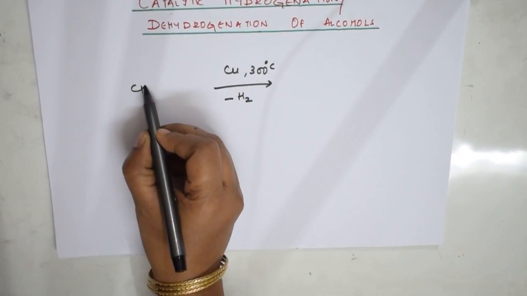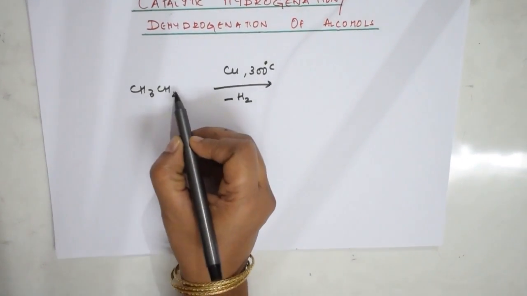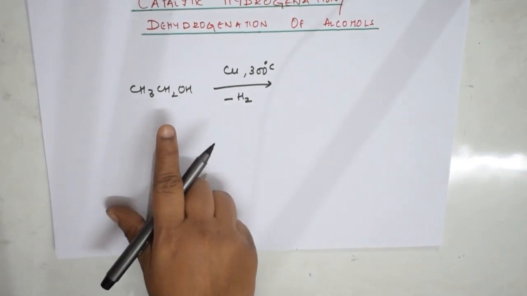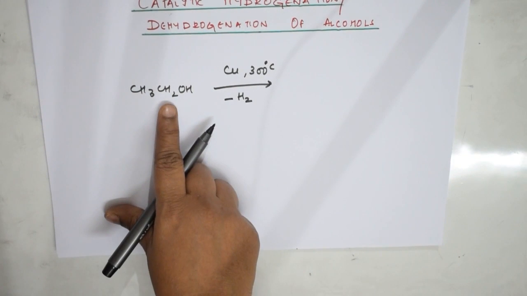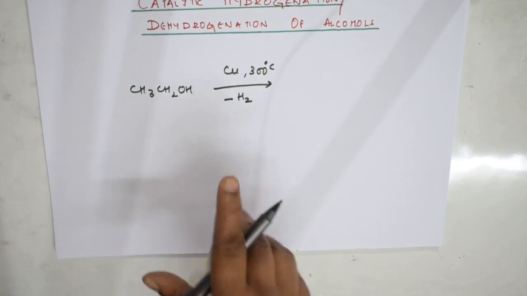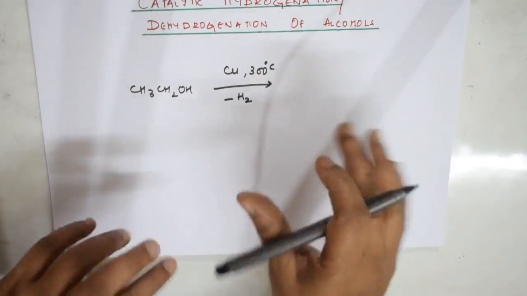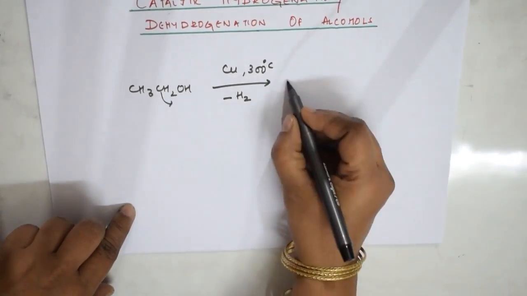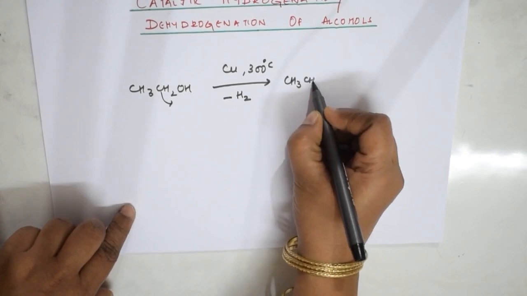Suppose you are taking a primary alcohol like this, CH3CH2OH. Primary alcohols, done. Here what happens? You need to remove hydrogen, isn't it? So do you need to remove hydrogen and add oxygen? No. Here we are preparing aldehydes, so you are going to just remove hydrogen. You will get CH3CHO.